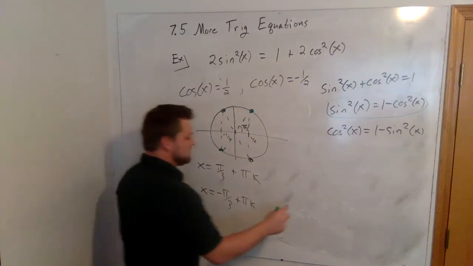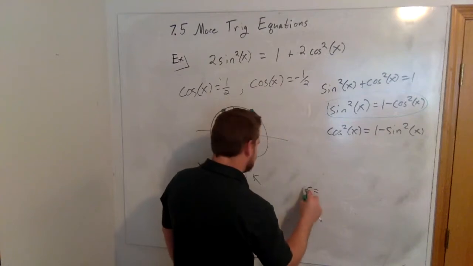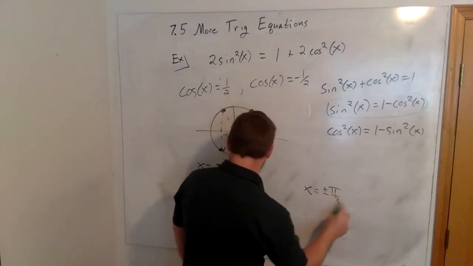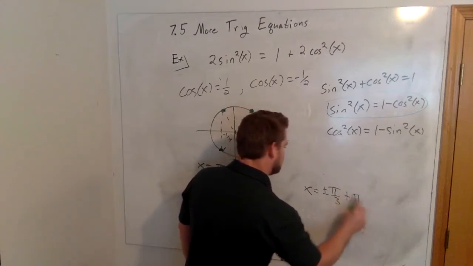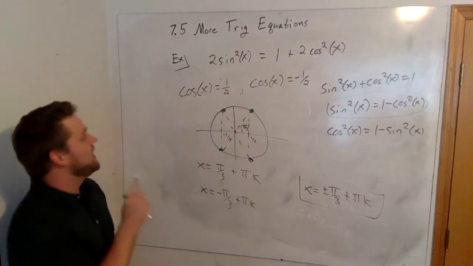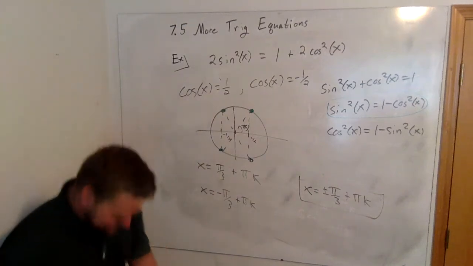Or you could condense these and say this is the same thing as x is equal to plus or minus pi over 3 plus pi k. And here are the solutions to this equation here. Okay.